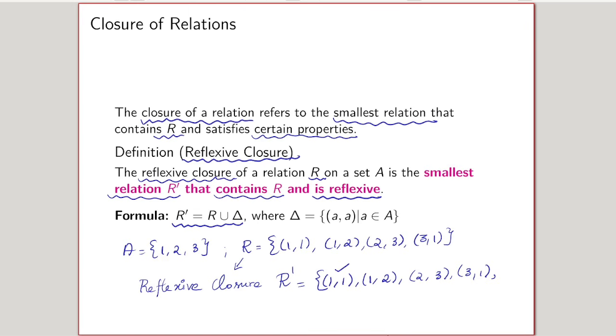Now we include the other self-related elements which are not in R. (1, 1) is already there, but (2, 2) is not there, so we include (2, 2). Then (3, 3) is not there in R, so we include (3, 3). This R dash will be the smallest relation which contains R and is reflexive. This is called the reflexive closure of the given relation.